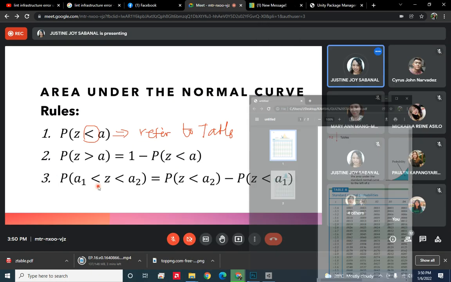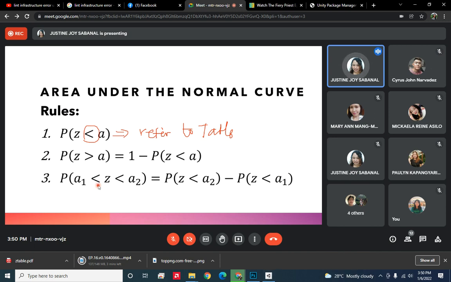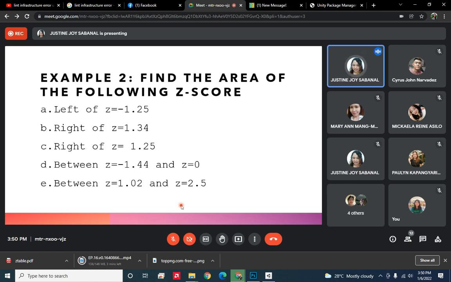Then, if we have to consider certain interval po, so that is probability of Z greater than A sub 1 but less than A sub 2. So that is expressed as probability of Z less than A sub 2 minus probability of Z less than A sub 1. So let's apply those rules po in the following illustration. So find the area of the following z-score. So for letter A, we have to the left of Z is equivalent to 1.25.